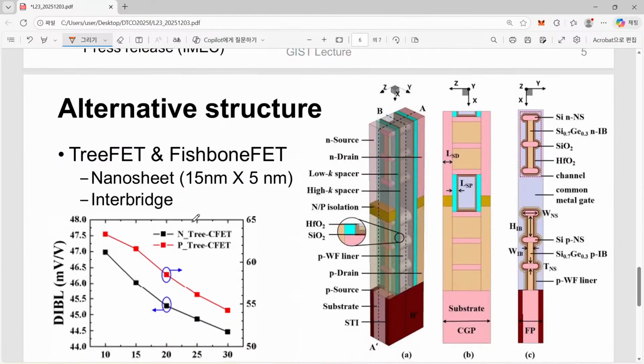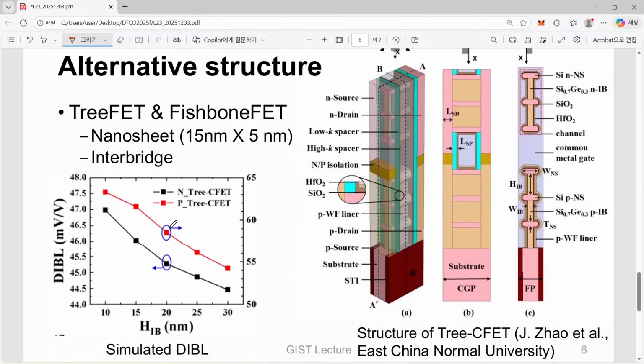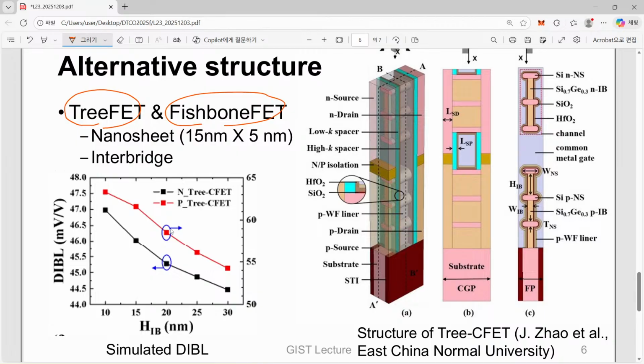But in the case of NMOSFET, we still wanted to have nanosheet. So that's the reason why people are trying many different variants. I'm not kidding, this is really happening in academia. They named those approaches tree-fed and fishbone fed. Well, I think fishbone fed seems like a joke, but it's not. They are really serious about this one.